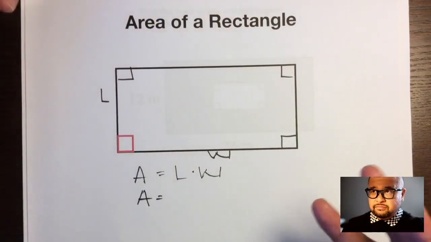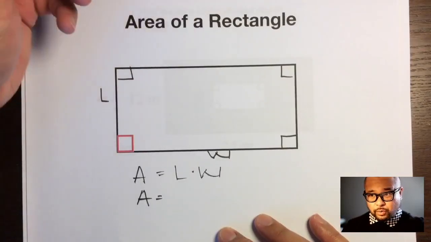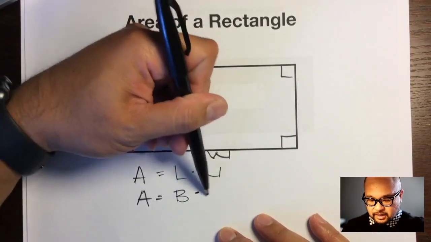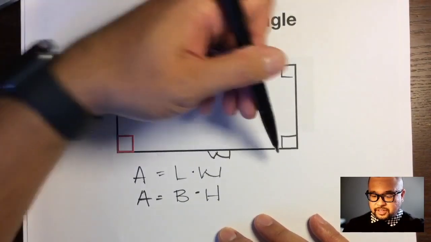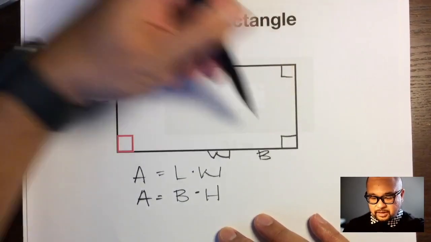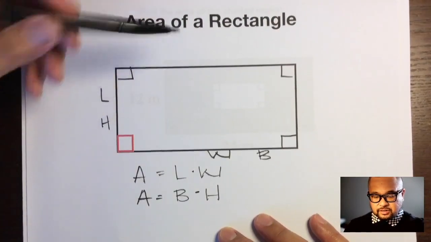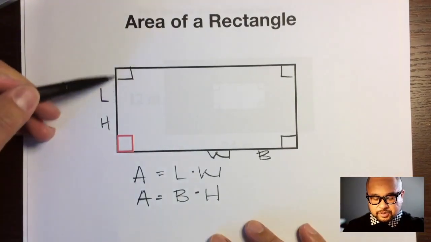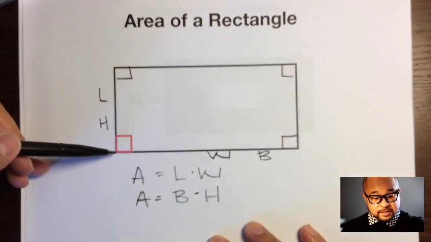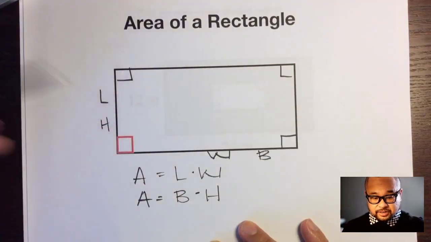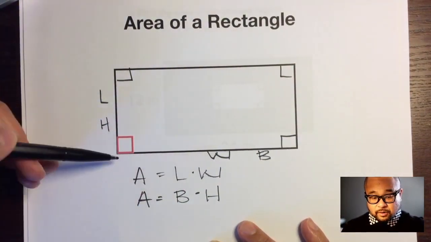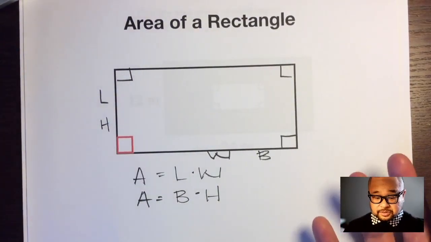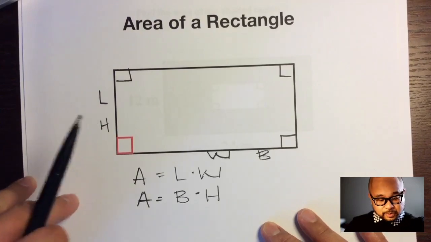Or in other words, base and height. So instead of W, you could have used B. Instead of L, you could have used H. So it's length times width or base times height. Same thing. You're just multiplying this side with its perpendicular side right here. So you know your length and your width when they're perpendicular, or your base and your height when they are perpendicular to each other. All right, so we're going to do 3 examples.